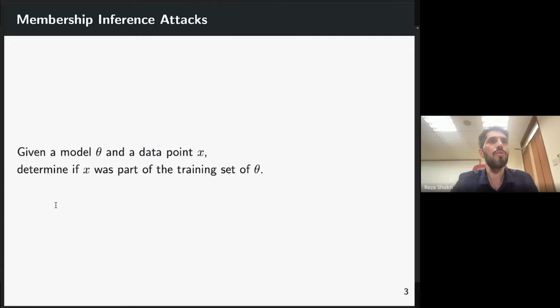This gives birth to membership inference attacks and motivates them. What is a membership inference attack? Given a model theta and a data point X, we want to know whether X was part of the training set of data. It's a binary decision-making process.